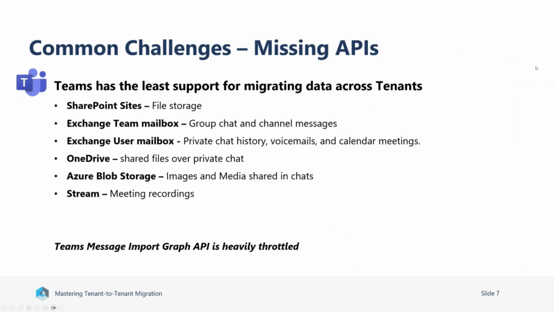Okay, next common challenge. This is missing APIs. Some of the other services like SharePoint, OneDrive, and Exchange mailbox migrations have been around for quite a while. They've got good migration support in place from Microsoft, good APIs. With Exchange, we've been doing on-premise to cloud for years now. It just uses EWS. SharePoint and OneDrive file migrations are a lot more straightforward. Again, we've been doing those for years, so cross-tenancy isn't really a problem.